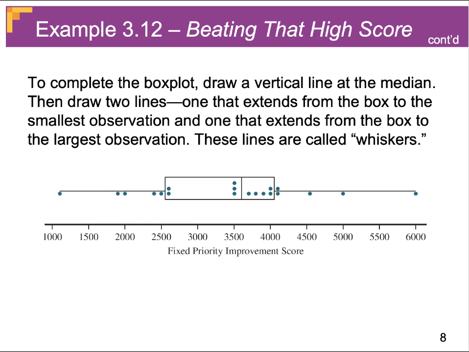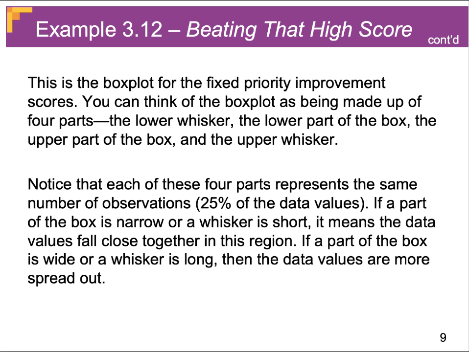A box plot is just going to represent in a very simple box and whisker graph what your center and variation looks like for your data. So that is the box plot for the fixed priority improvement scores. This box plot has 4 parts: your lower whisker, the lower part of the box, the upper part of the box, and the upper whisker. Each one of those sections represents 25% of the data values that we learned about in section 3.3.